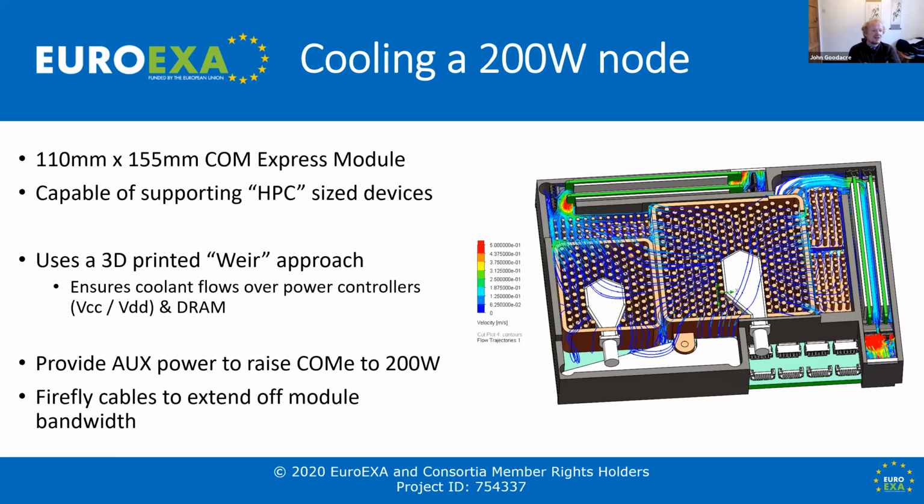That allows you to get the system-level power consumption up. And as I say, the key thing that we found here is that we were obviously above what the design point for a standard COM-HPC was, so hence we introduced an aux power capability to be able to push that form factor up to the 200 plus watts capability as well. And finally, the power and connectivity, as you can see, comes off using cables rather than the back connector.